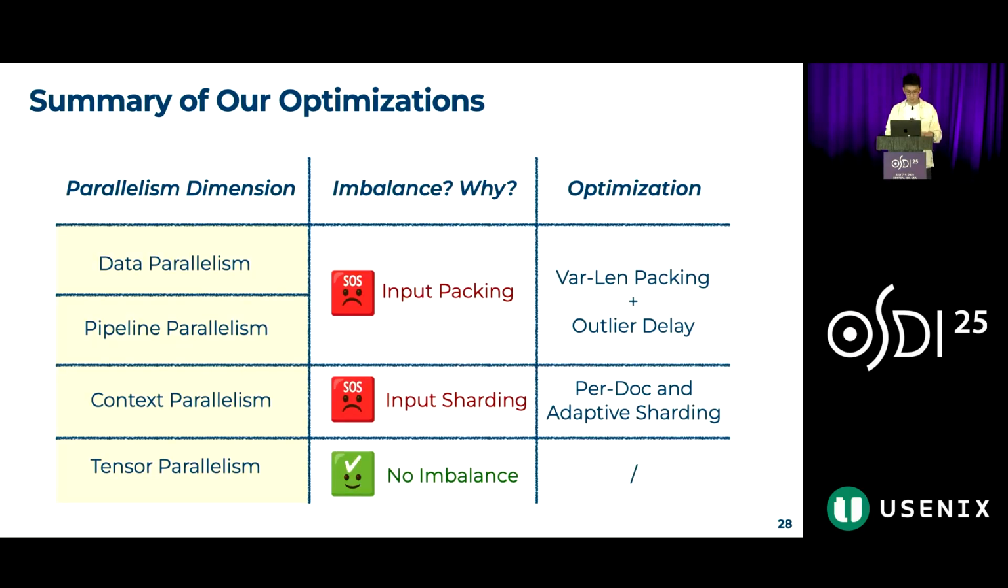So here is a quick summary of our optimizations. We propose variable length packing with outlier document delay to solve the imbalance caused by the input packing, and we propose per-document sharding and adaptive sharding selection to solve the imbalance caused by the input sharding at the CP level.